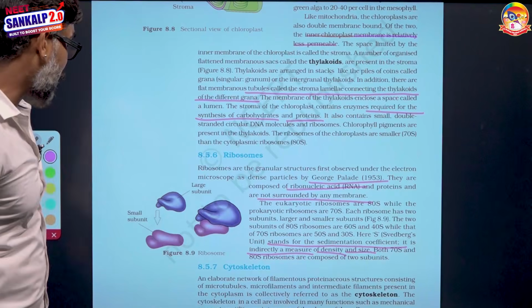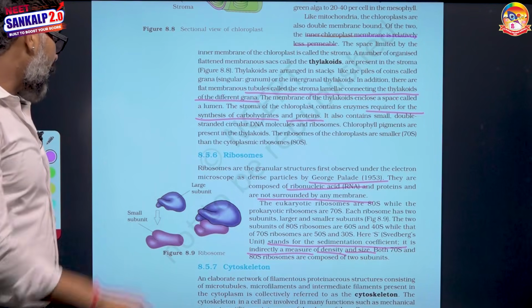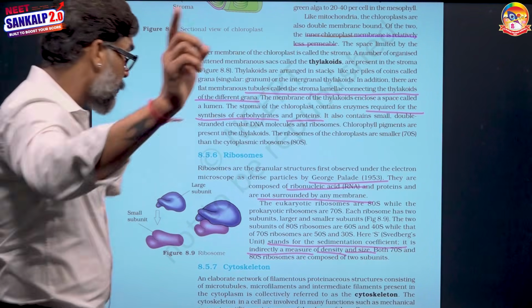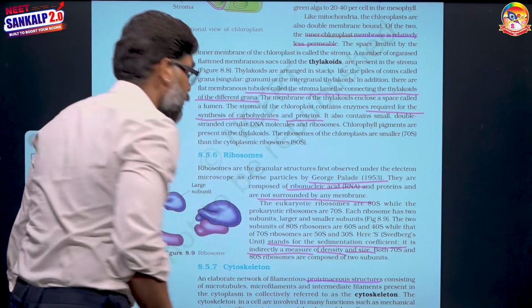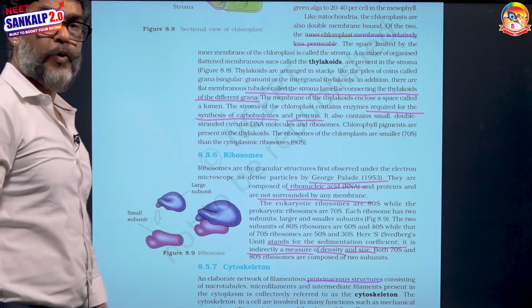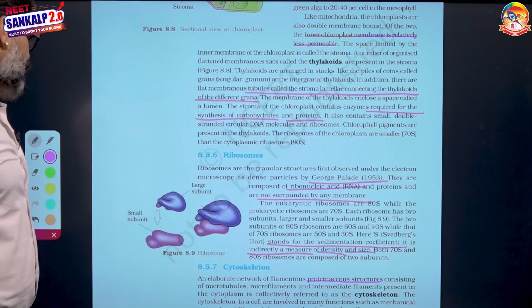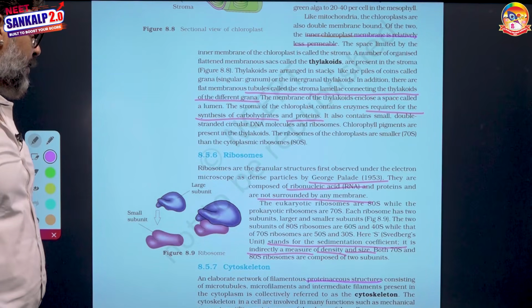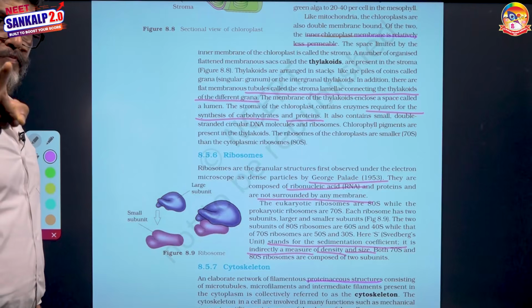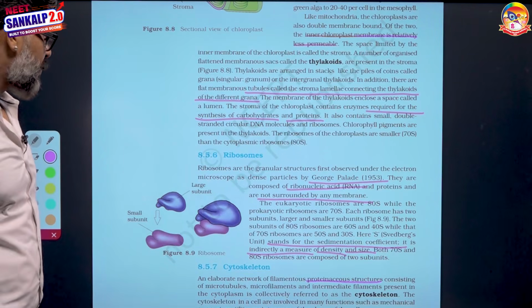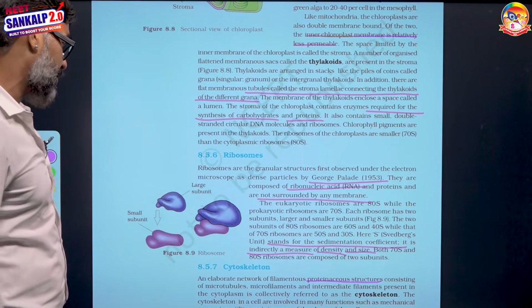Later on, the cytoskeleton: an elaborate network of filamentous proteinaceous structures. Components of the cytoskeleton are proteinaceous structures consisting of microtubules, microfilaments and intermediate filaments. That is, microtubule, microfilament and intermediate filament are the three types of cytoskeleton structures.